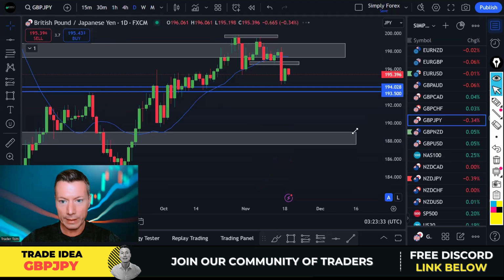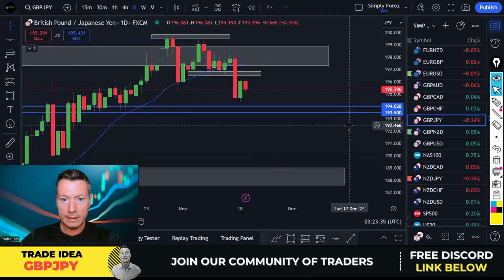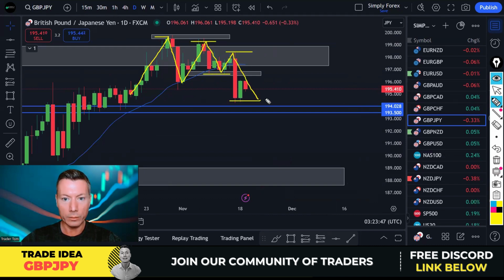Again, let's start with the day chart. Daily structure has clearly broken down, right? We're getting lower highs, lower lows. We're in a downtrend. Now, we did have a bullish candle here yesterday, but it's not as bullish as this is bearish, right? Sellers are still in control of that market for me.